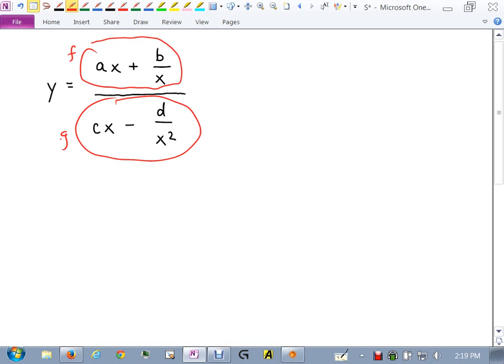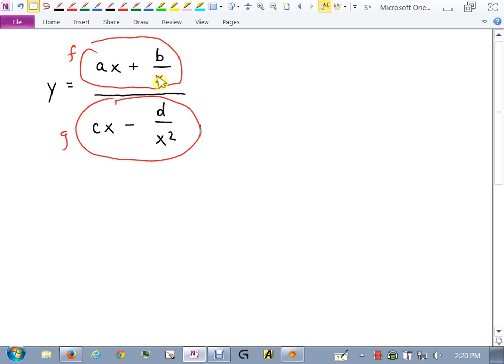So if I can figure out the derivatives of each of those, then I should be in business. But the F here, if I had to take the derivative, which I'm going to need to, can you tell me what the derivative of AX is? A, right? What's the derivative of 5x? 5, right? So the derivative of AX is A. This presents a little bit of a problem, because the x is down here. Could you use a little quotient rule on this one? Yes.